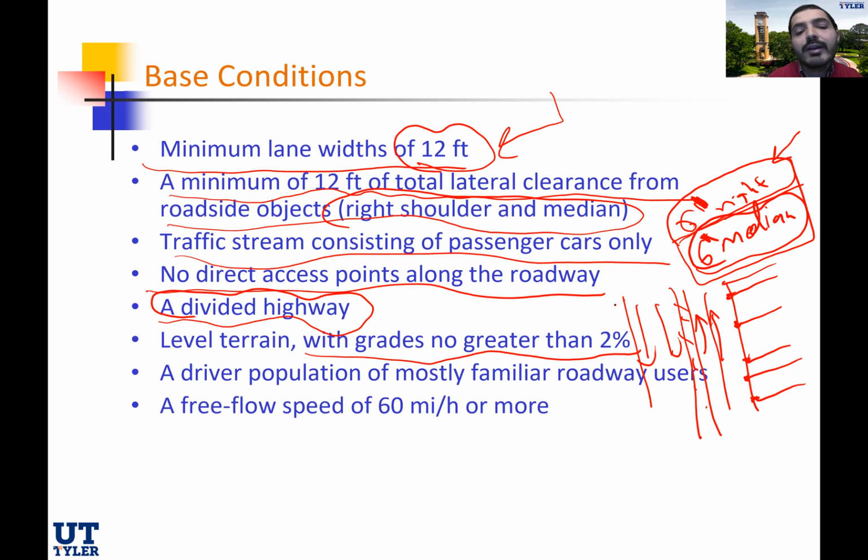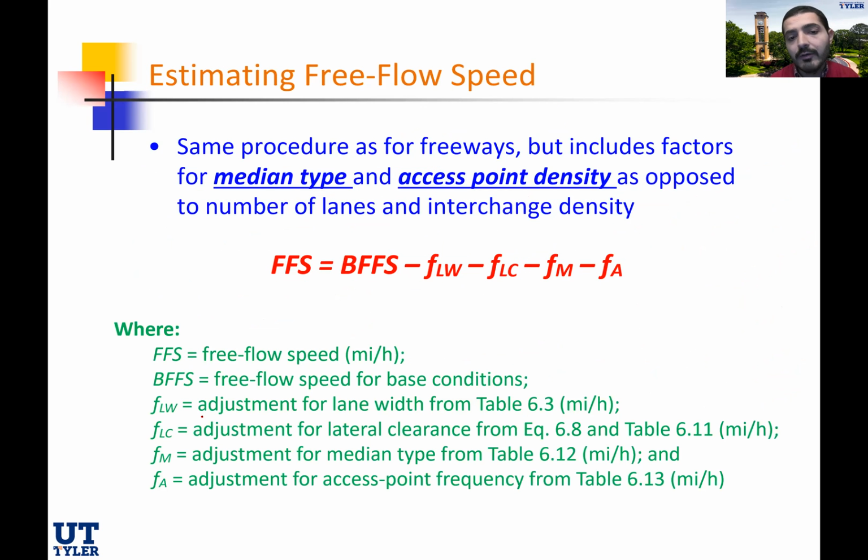And then a free flow speed of 60 miles per hour or more. That's another base condition that we did not see in freeways. Here, the minimum is 60 miles per hour. If the free flow speed is less than 60 miles per hour, level of service is not A. Again, it's going to be B or lower.